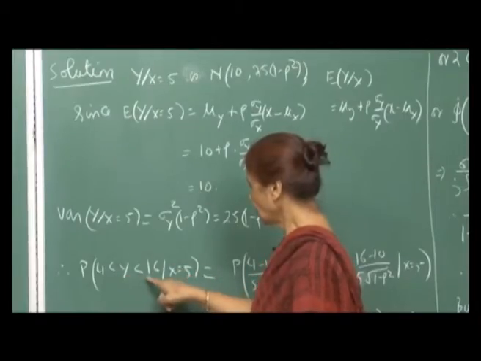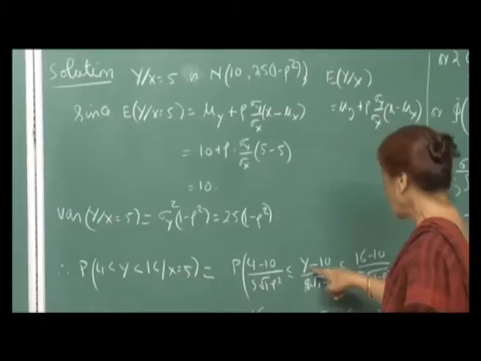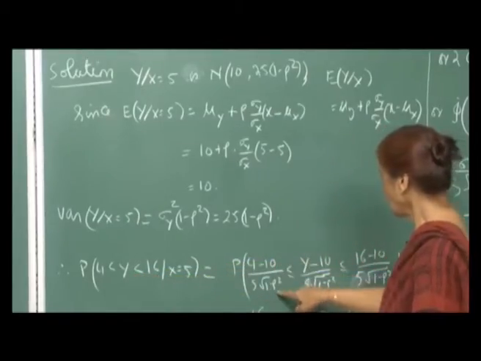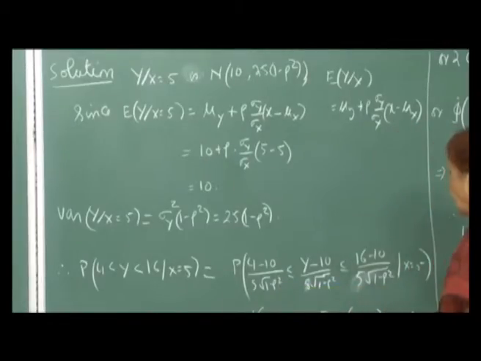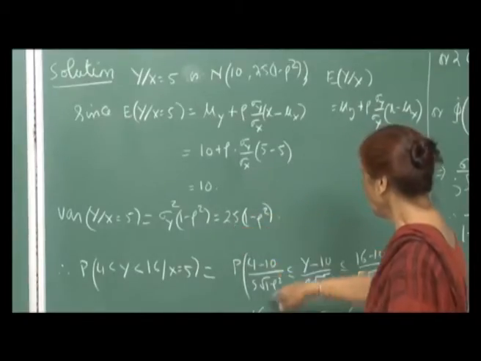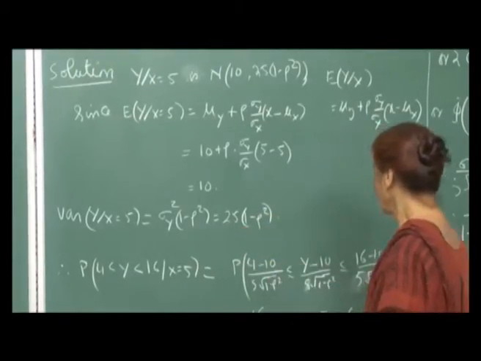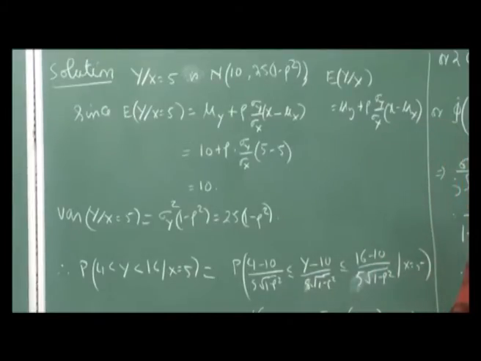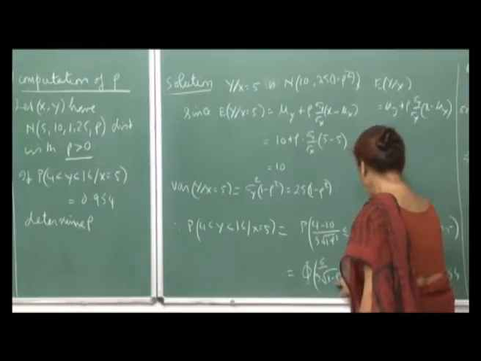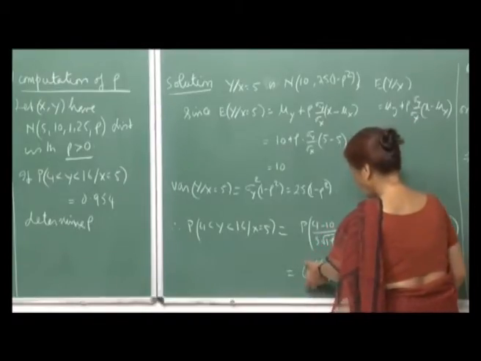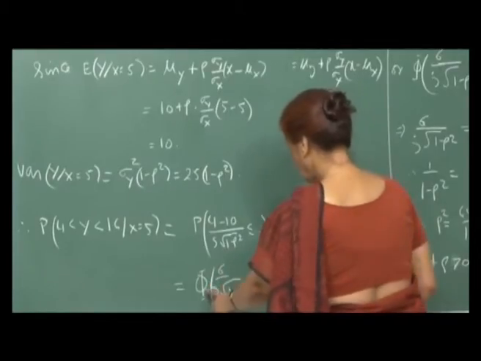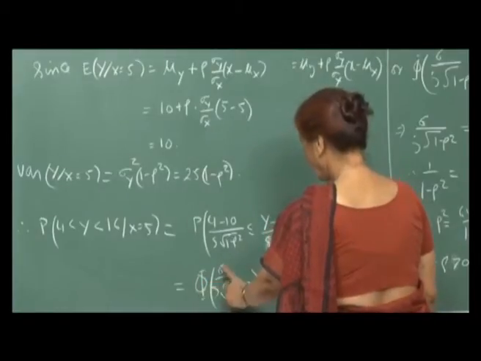So, now computing this probability, I will standardize the variate here, which means I will subtract 10 and divide by the standard deviation. So, the standard deviation is 5 under root 1 minus rho square. Okay. This is what you have, and so this becomes 6 by 5 under root 1 minus rho square. So, this is the CDF, the probability of less than or equal to this, the cumulative distribution function for the standard normal.